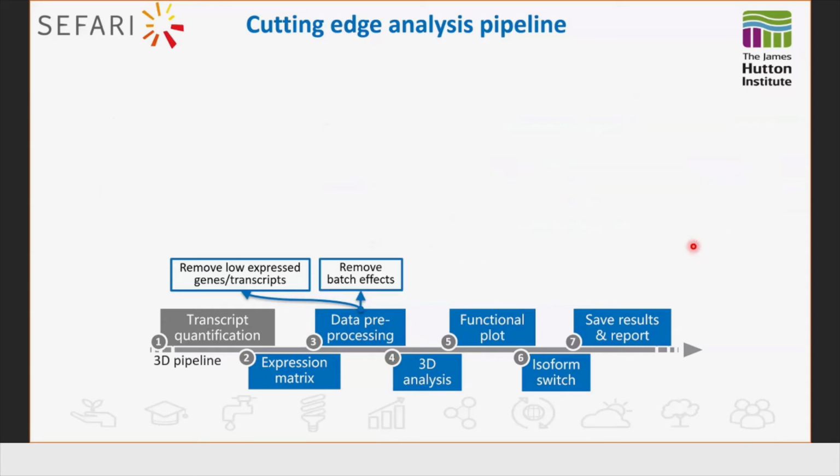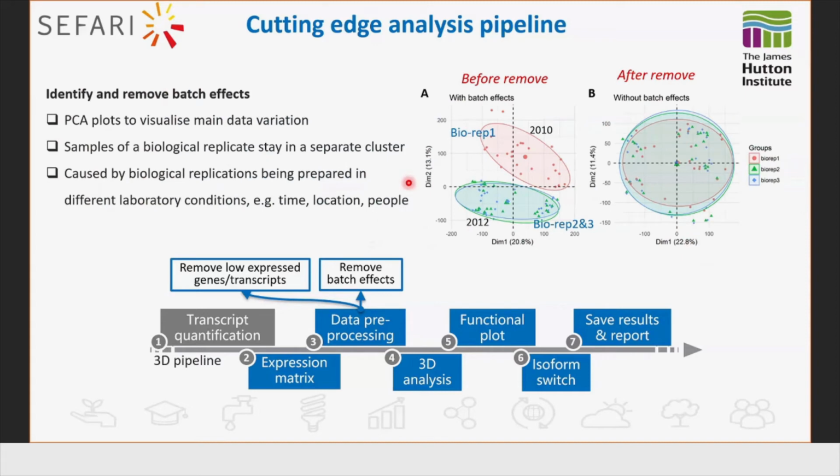Then we also need to remove batch effect. So what is batch effect? Batch effect is caused by biological replicates being prepared in different lab conditions. For example, the different biological replicates were taken at different times or different locations or by different people. So we can use a PCA plot to visualize the main variance of the datasets. If we see some batch effect, then the samples of that biological replicate stay in a separate cluster.